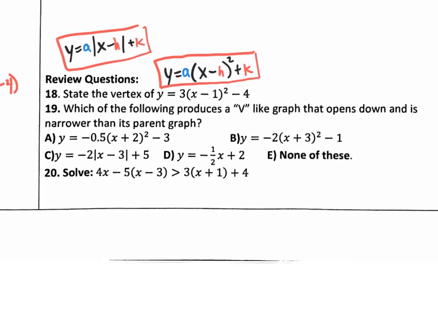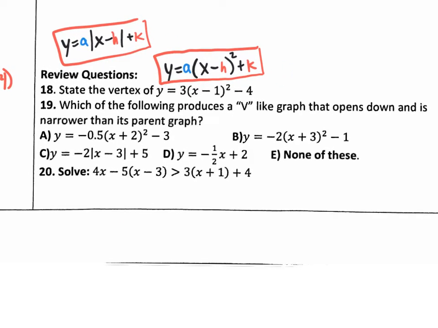19. Which of the following produces a V-like graph that opens down and is narrower than its parent graph? Okay, well, C is the correct answer. Now let's just go through the different options because I might not ask for a V-like graph. Maybe I ask for a U-shaped curve, right? Which would be a parabola, a square, right? Or maybe instead of narrower, I say wider, right? So it all depends. I'm going to be changing it up, but this is something that you need to know on these review questions on the test and also on the midterm that we're taking next week.